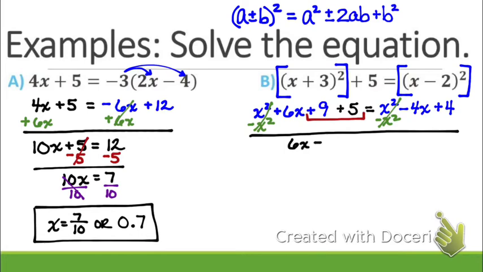So 6x plus 14 equals negative 4x plus 4. Get my x's to the same side. I'm going to add 4x to both sides. And because I don't have a lot of vertical space on the screen, I am going to subtract 14 from both sides at the same time.